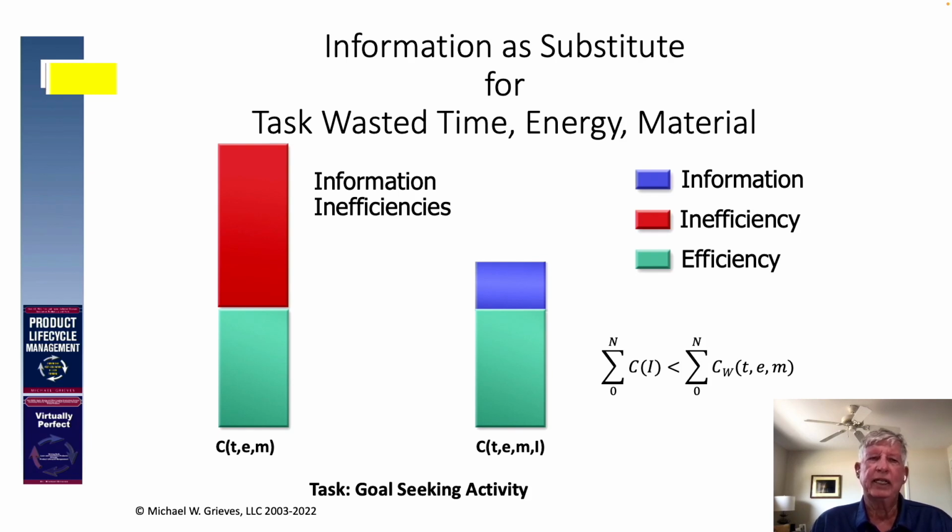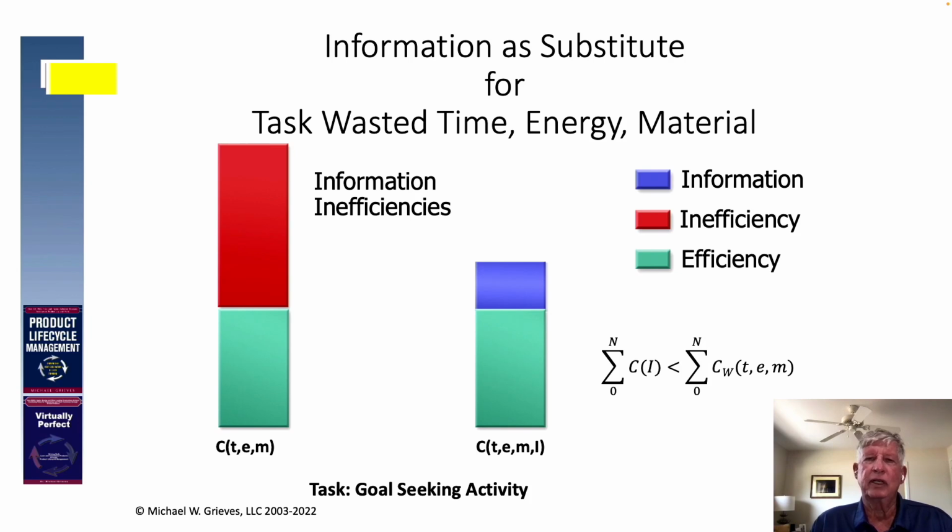If I look over on the left side, this is classically how we've done it: for any particular task, I can divide it up into two pieces. The most efficient use of physical resources, which is green, and everything above that, which is red, is what I call information inefficiencies, or wasted time, energy, and material. On the right side is the idea that information is a replacement, not for the physical resources I need to do the task, but for the information inefficiencies.